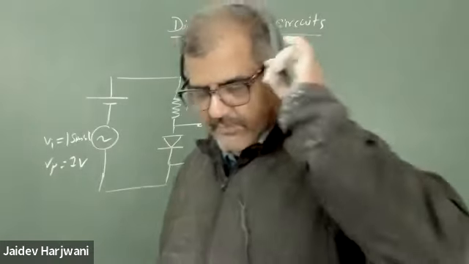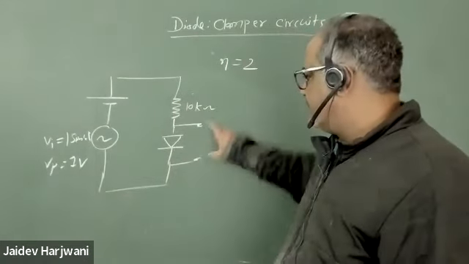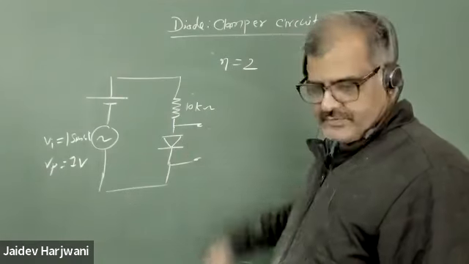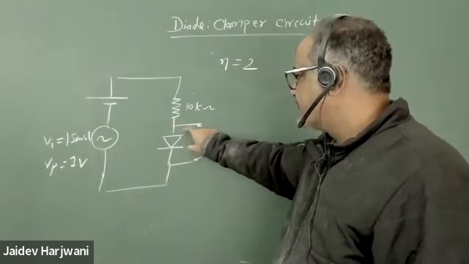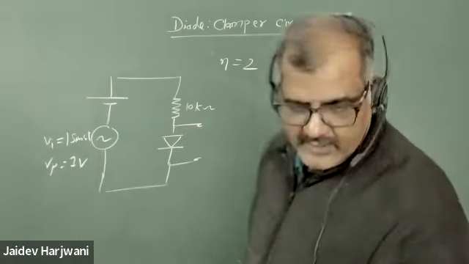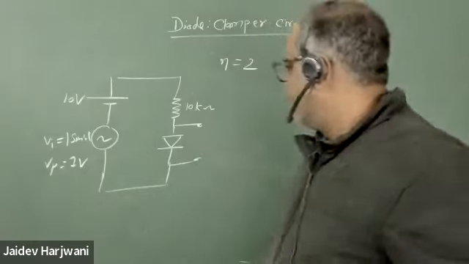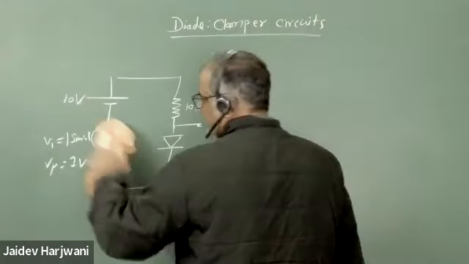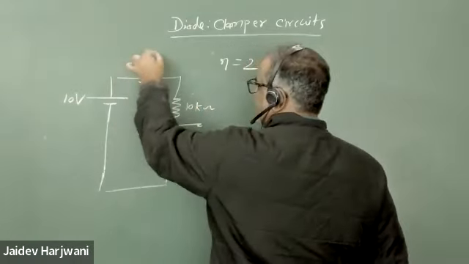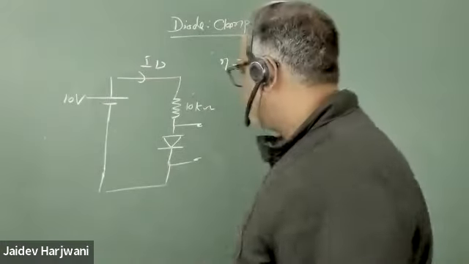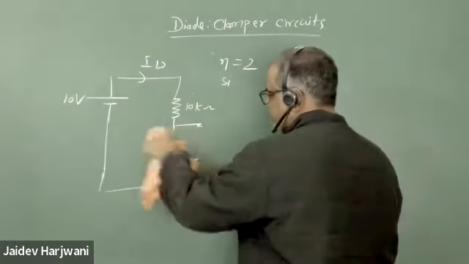So how can you find the AC amplitude across the diode? First you have to replace the diode by a resistance, and then you can find the AC amplitude across the diode. First you need to find ID, and 10 volts is given. When I'm calculating due to this source, I can short circuit the AC source. This time the circuit current will be ID. The diode you can replace by silicon 0.7 volt.